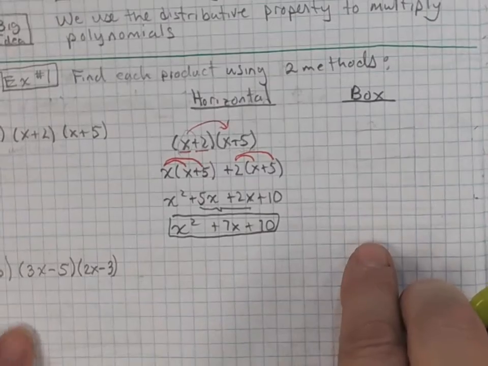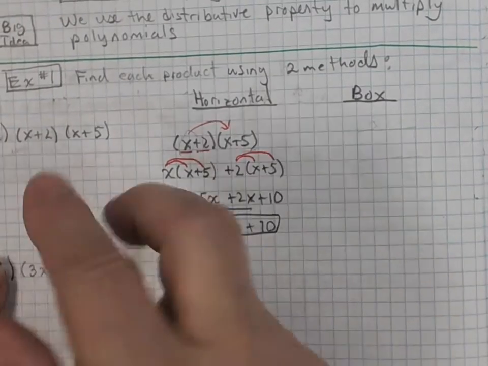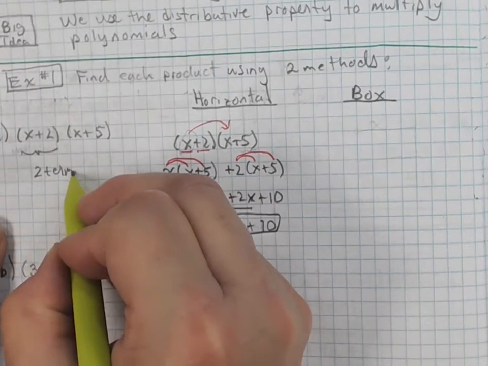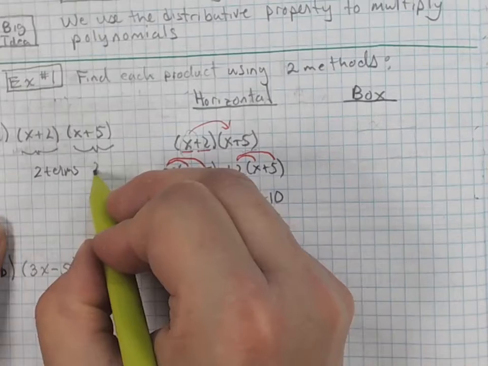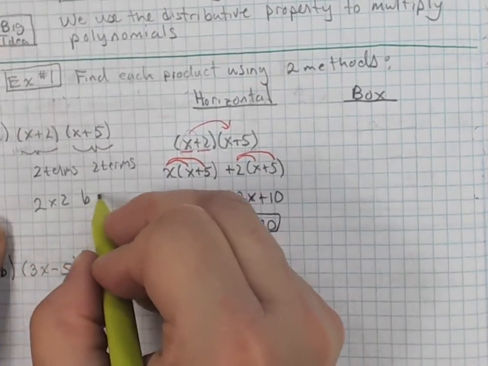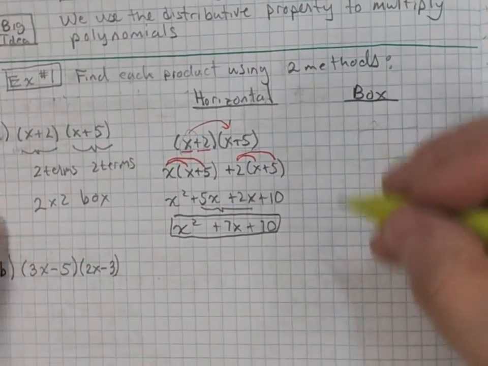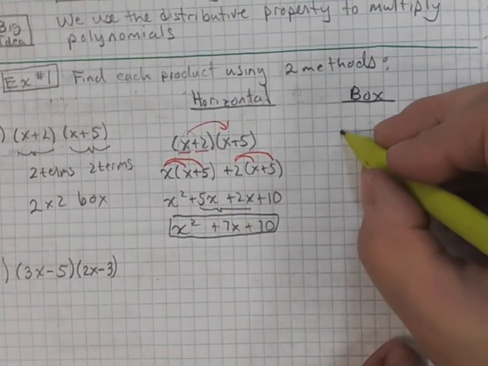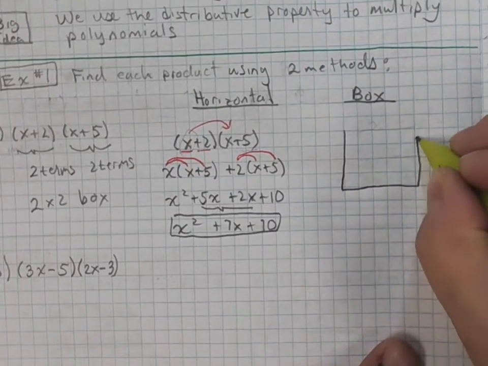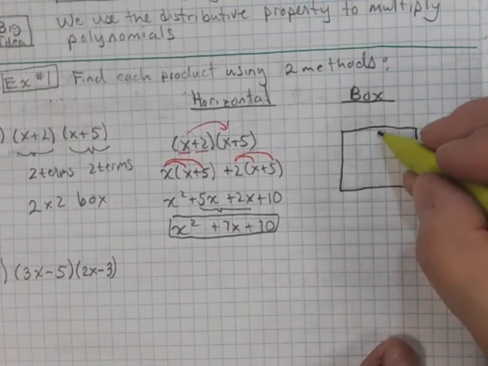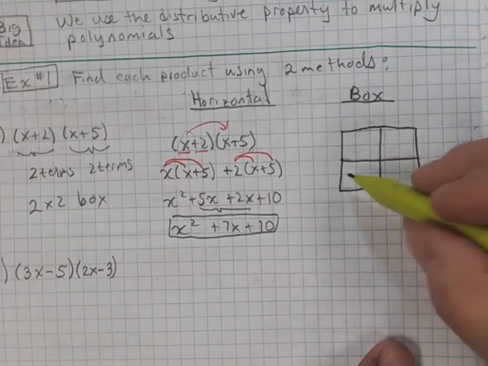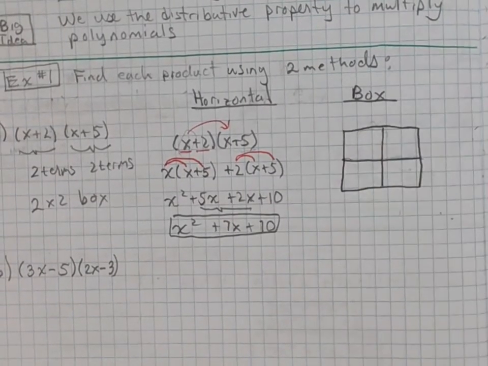Essentially, you're going to create a box with the dimensions of these polynomials. This polynomial has 2 terms. This one has 2 terms. So that means I'm going to have a 2 by 2 box. You want to make it big enough because you're going to be writing inside the box. So it looks something like this. So here's the main box. Then I'm going to split it in half in 2 directions. So I have 2 rows and 2 columns. That's what I mean by 2 by 2.